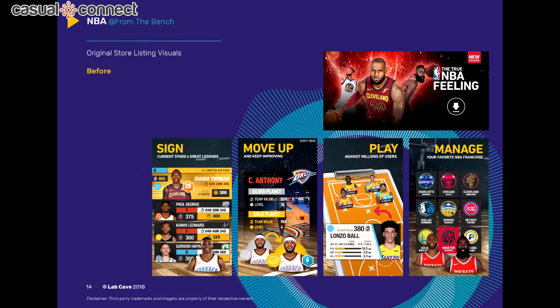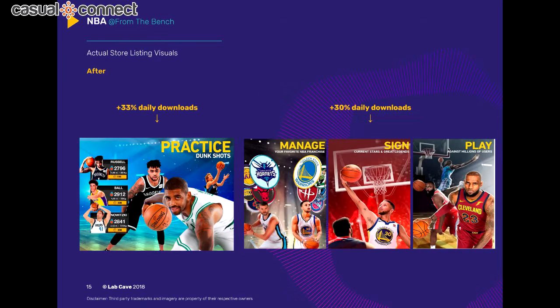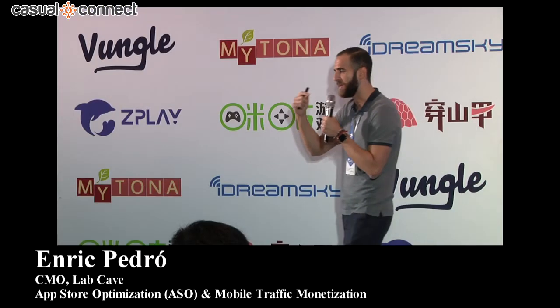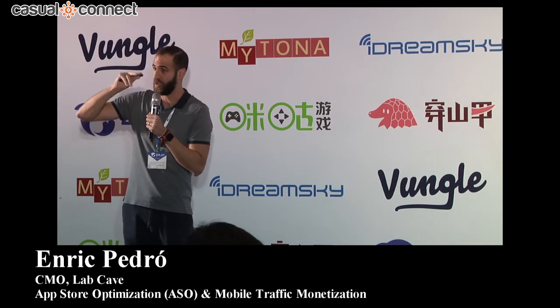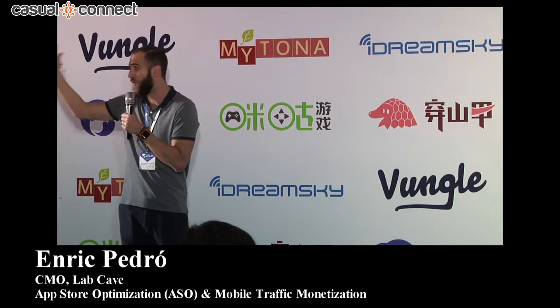Again, before and afterwards, after a few iterations, we increased daily downloads by 30%. This is not just with this change. This is several iterations. That doesn't mean that we changed that and right away we got a 30% increase. You need to understand, you need to apply several changes. If you see a positive trend, just keep that as a good result and move forward.